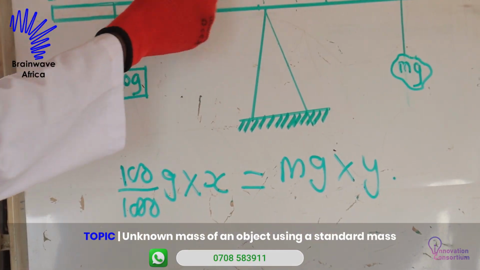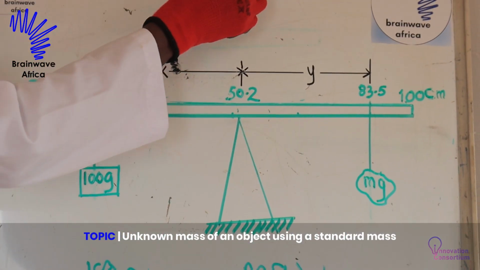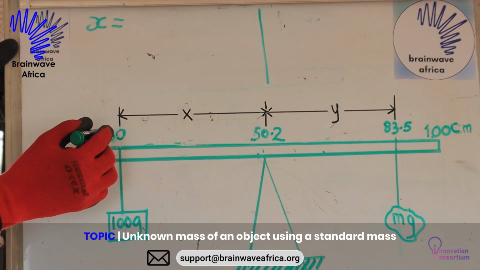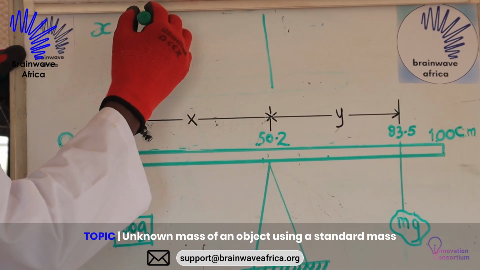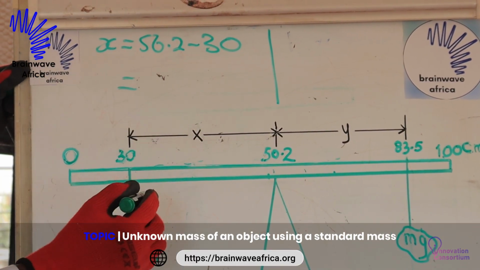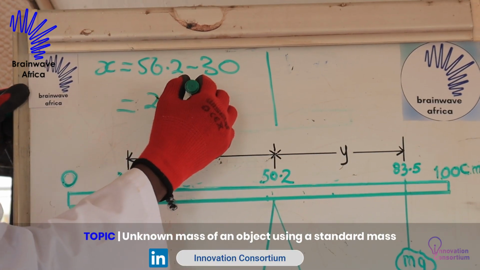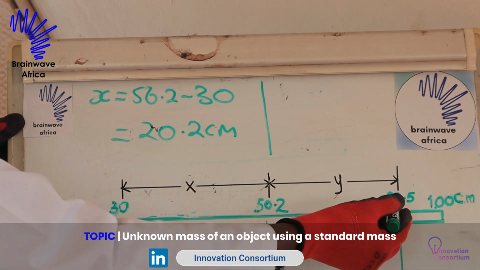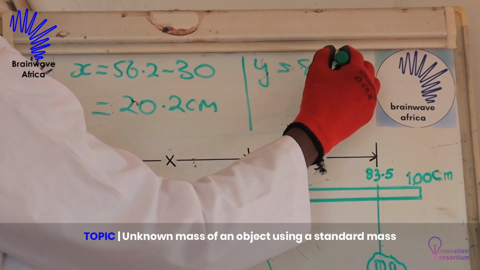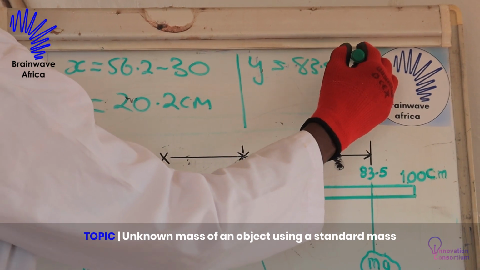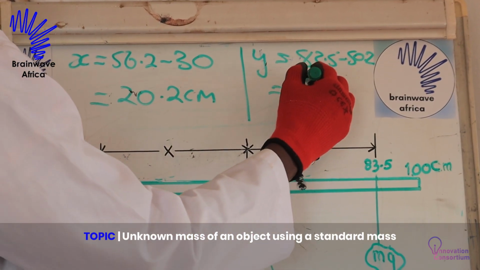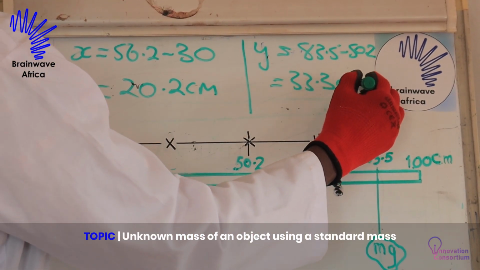Now we can get the values of x and y. On this side we see that x is equal to 50.2 minus 30. This gives us 20.2 centimeters. And on this side, y is equal to 83.5 minus 50.2. And this gives us 33.3 centimeters.